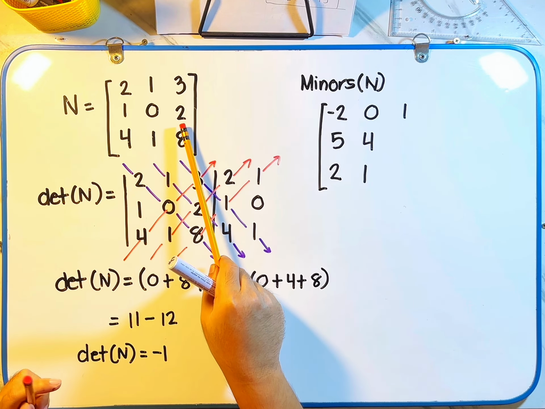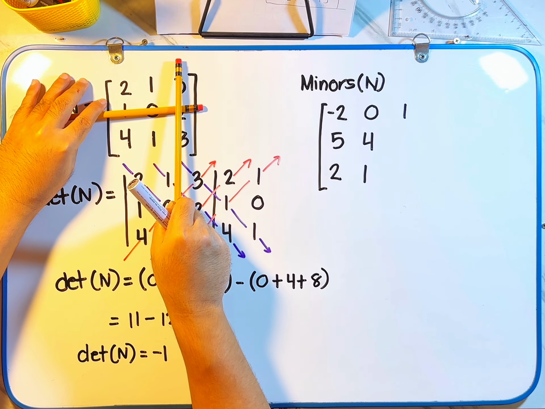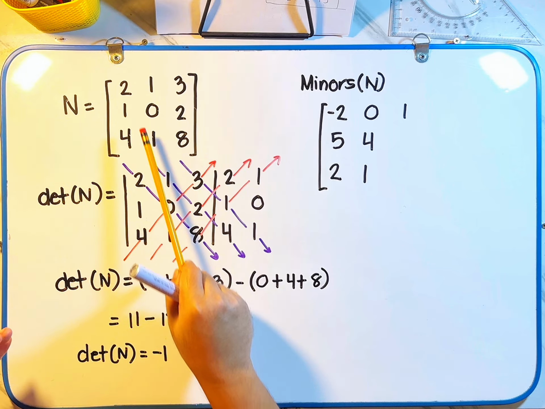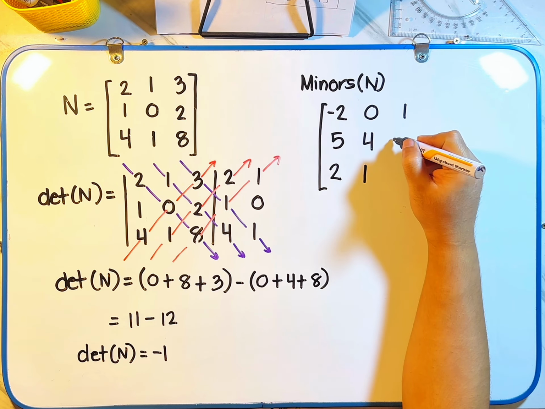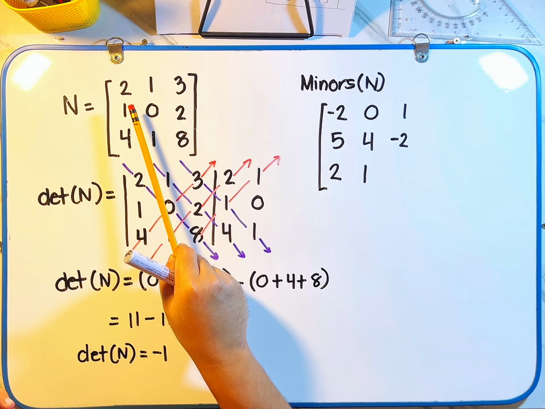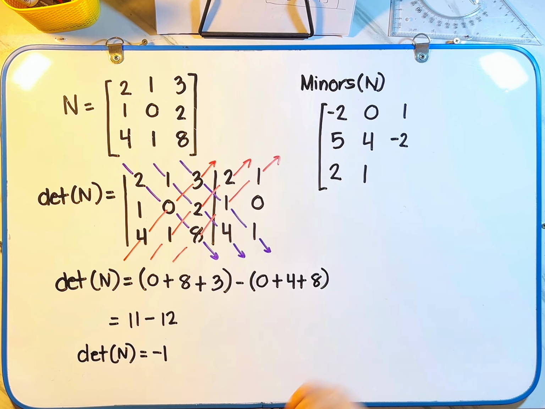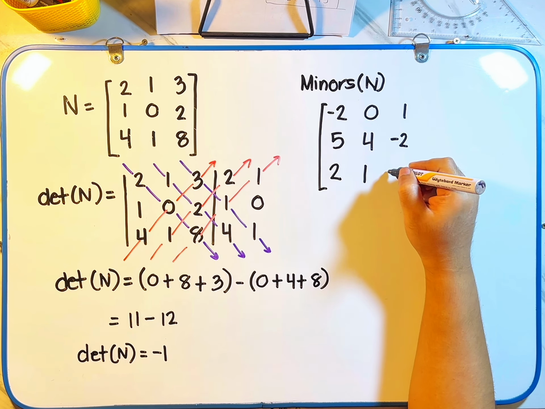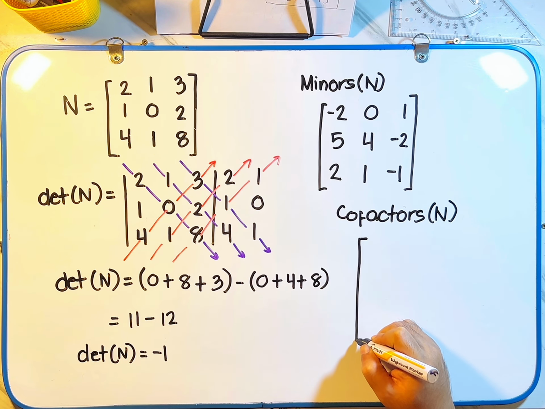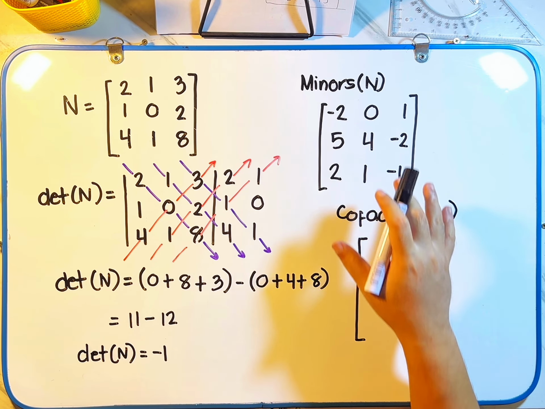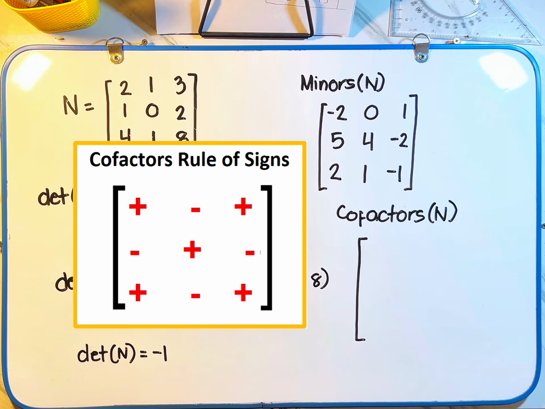Next, the minor of the element in the second row, third column. So we have these 4 elements. 2 times 1 is 2, 4 times 1 is 4, and 2 minus 4 is negative 2. And lastly, the minor of the element in the third row, third column. So 2 times 0 is 0, 1 times 1 is 1. 0 minus 1 is negative 1. Now we can go to the cofactors. For the cofactors, we will use the minors and then adjust the signs using the rule of signs.